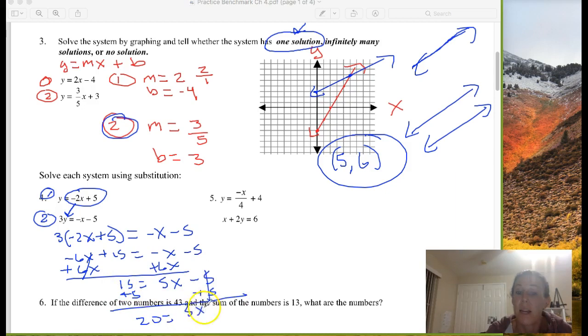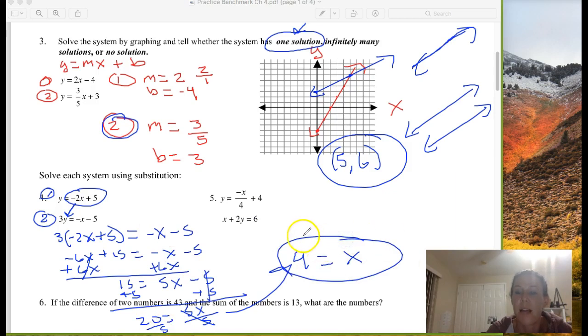Get your x alone now. 5 is multiplied by x, divide by 5. And you're going to get 20 divided by 5 is 4. 4 is going to equal x. Now I've solved for x. I'm not finished. I'm going to come back and plug into either original. It's easier to plug in here to get y.